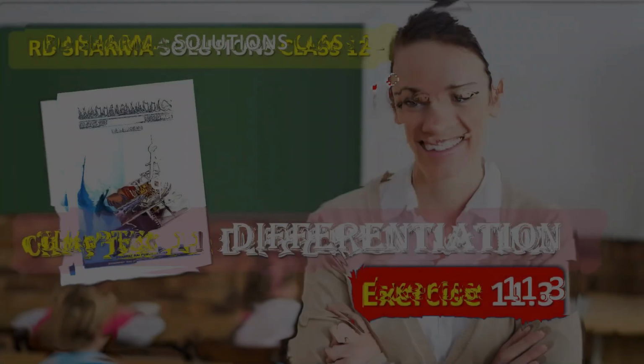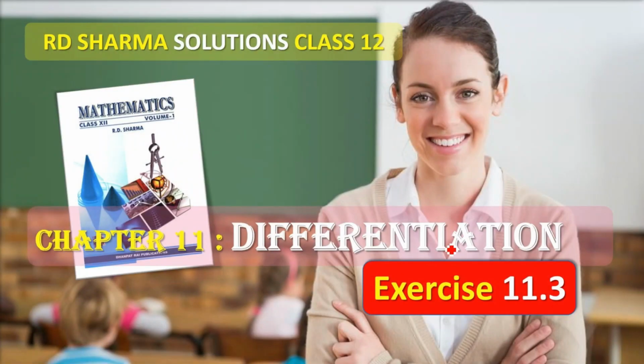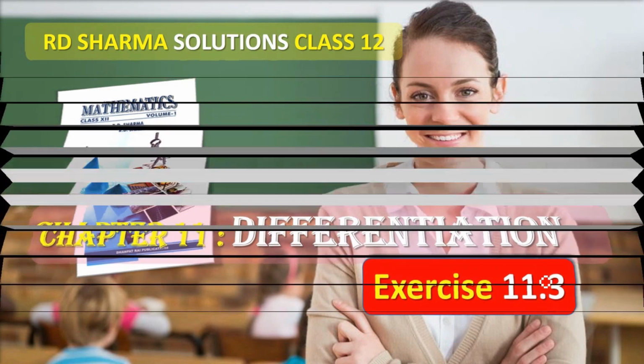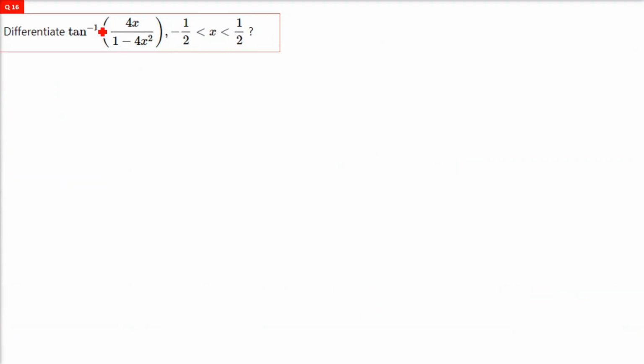This is R.D. Sharma solution, class 12th, chapter 11, differentiation. Exercise we are doing is 11.3. Differentiate tan inverse of 4x by 1 minus 4x square.